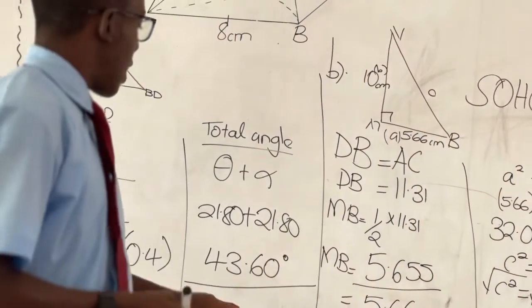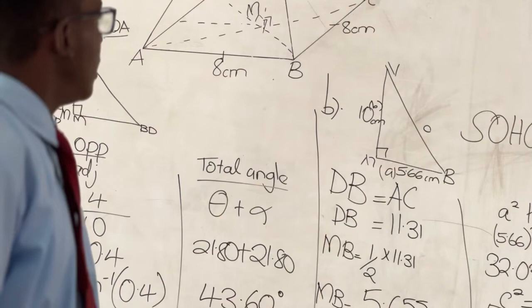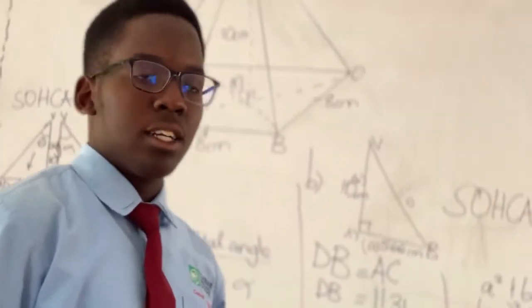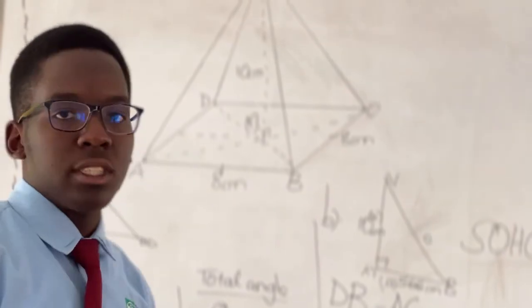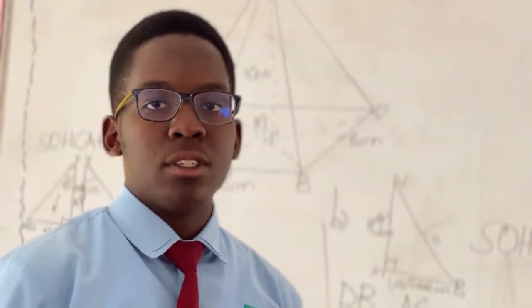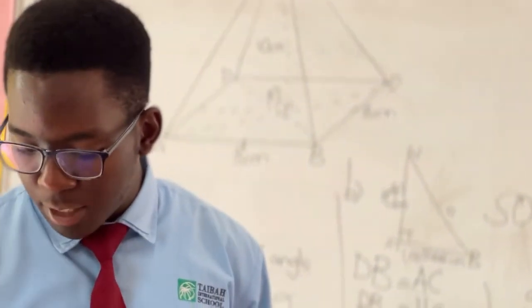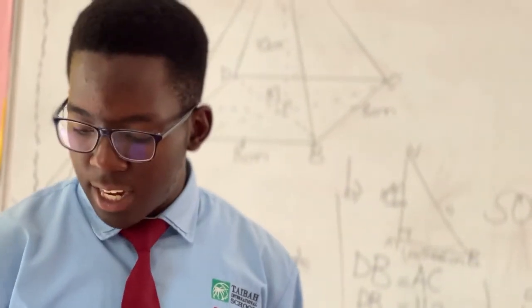So you come down here, I don't have enough space, and I would like to conclude from there. The angle between planes VAD and VBC is 43.60 degrees. And I think that is part D and the last question. That's the last question.